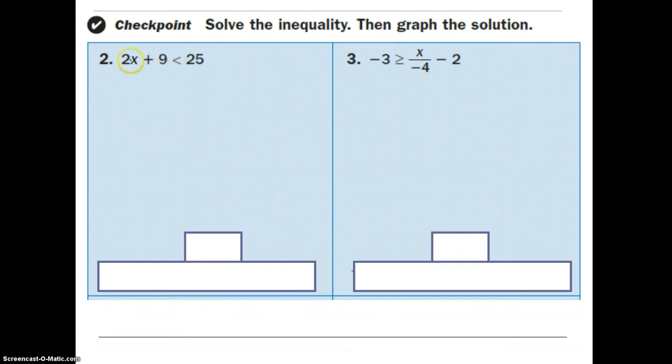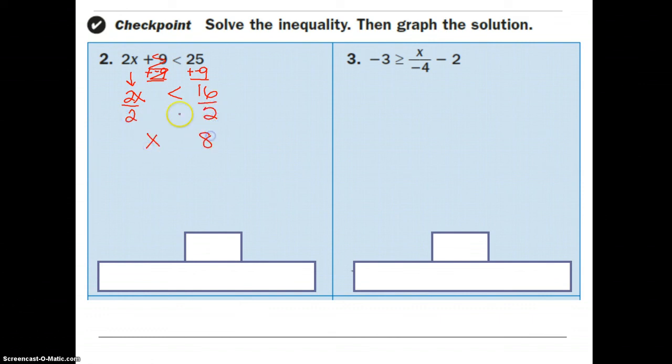Problem number 2. Here's the variable. We need to clear the 2 and the 9. The 9 is first because that's the constant. We add the opposite. The other side of the inequality symbol, that becomes 0. 25 minus 9 is 16. Bring down the 2x. This is called simplifying or rewriting. Bring down the inequality. Get rid of the 2 that's being multiplied by dividing by 2.